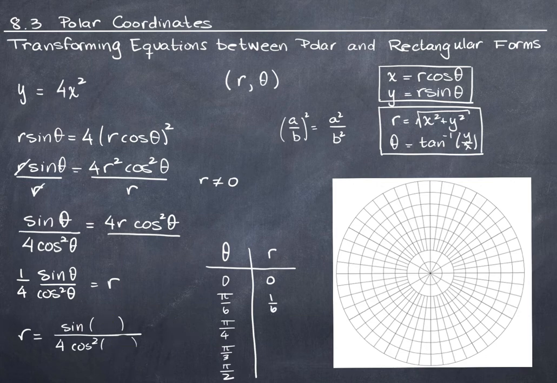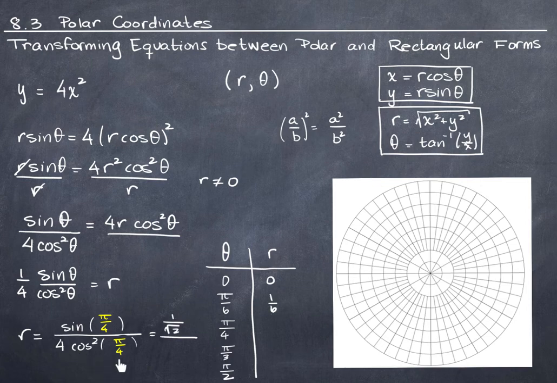My next input value is pi over 4. So I'll put that in and ask, what is the sine of pi over 4? That's the square root of 2 over 2, or 1 over the square root of 2. I think I'll write it as 1 over the square root of 2.